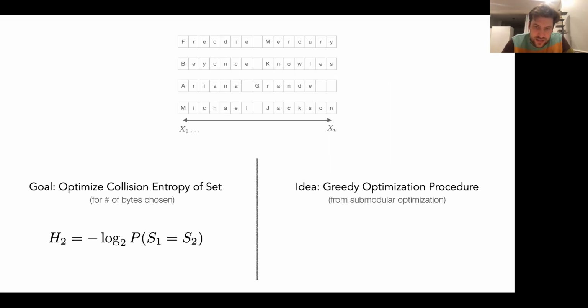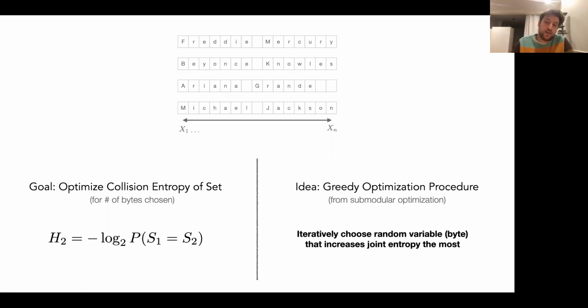The idea behind this procedure comes from the optimization of Shannon entropy, or traditional entropy, which is known to have essentially constant factor approximations to the optimal solution using this greedy procedure. And the idea is that iteratively, we choose the random variable that increases the joint entropy the most.